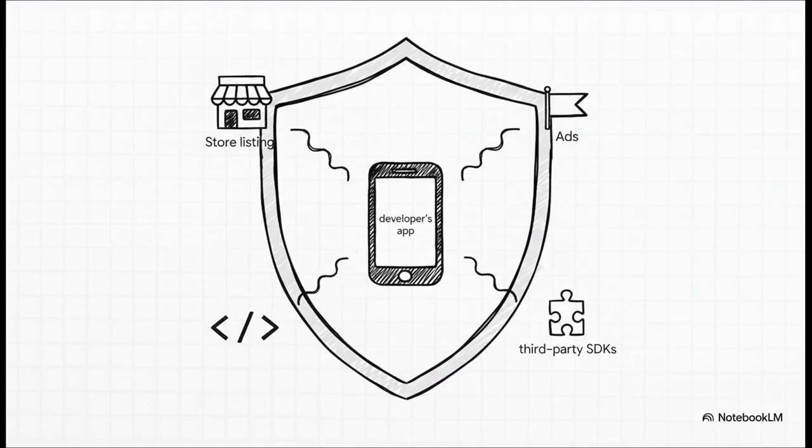And here's the thing you have to get your head around. These policies are incredibly broad. We're not just talking about the code in your app. Nope, they cover your store listing, your developer name, the ads you show, even the third-party libraries or SDKs that you use. The bottom line from Google is crystal clear. You are responsible for everything. And believe me, the consequences for getting it wrong can be severe.